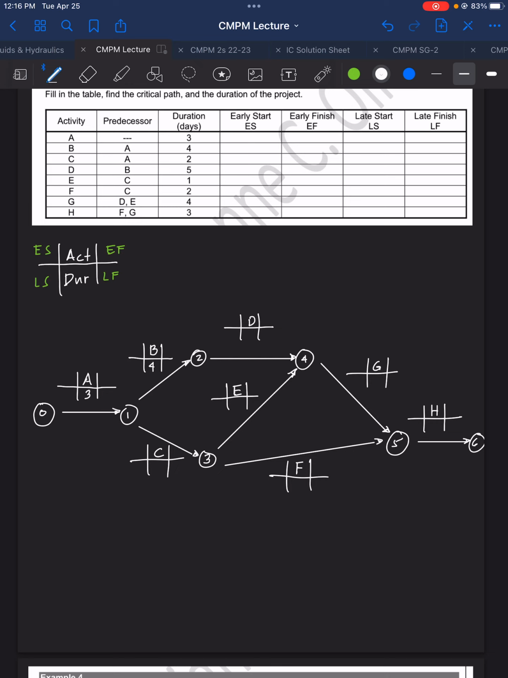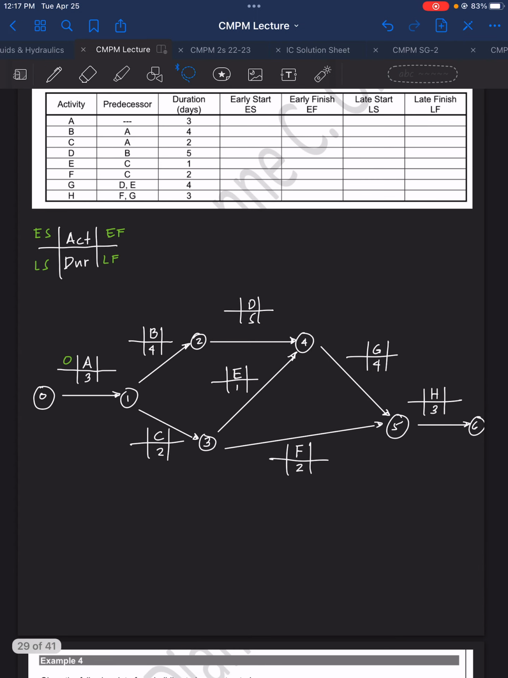For C, the duration is 2 days. For D, the duration is 5 days. For E, the duration is 1 day. The F has 2 days duration. G, 4 days. H is 3 days. Now let's go to the early start. For the early start for activity A, of course, that is 0. We will find the critical path first.